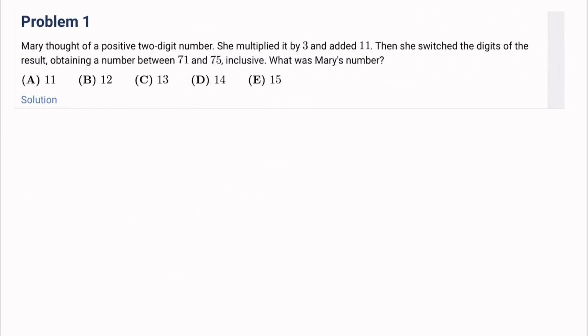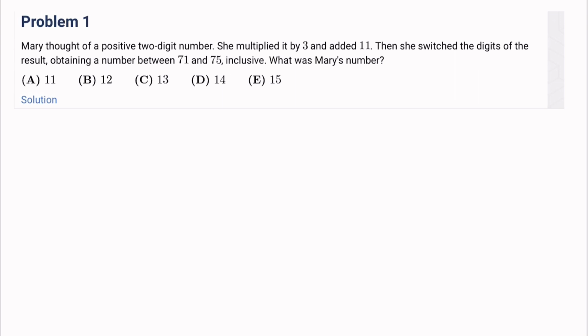So let's get started. First problem, Mary thought of a positive two-digit number. She multiplied it by 3 and added 11. Then she switched the digits of the result, obtaining a number between 71 and 75 inclusive. What was Mary's number? Okay, so first, it said that Mary got a number between 71 and 75, right?